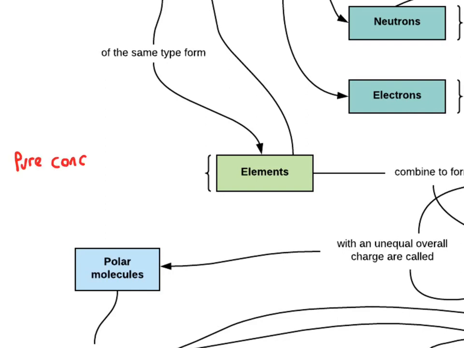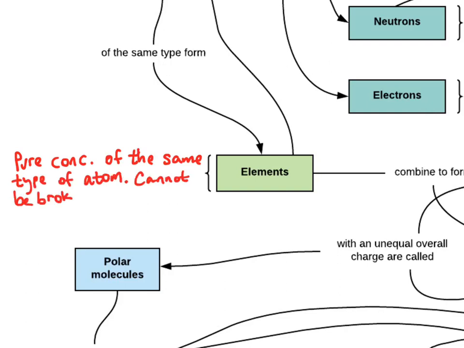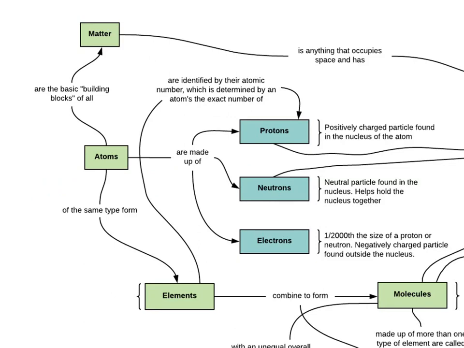An element is a pure concentration of the same type of atom. Elements cannot be broken down further. They are what they are. There's no other anything in it, right? It's 100% pure. So where were we? We were just at elements, right? Take a look. This is how you read a concept map.